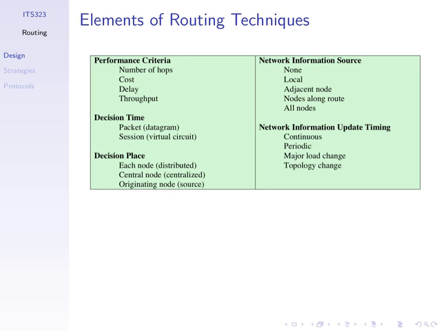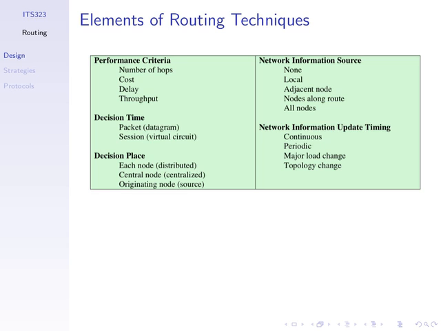Some different approaches. None here means that there are no nodes that give me any information. I make a decision on the least cost path without any information about the network whatsoever. It doesn't seem possible, but we'll see how it can be applied in a very simple routing protocol.